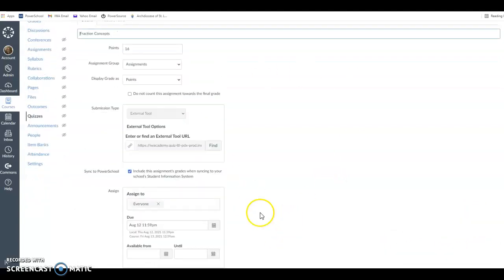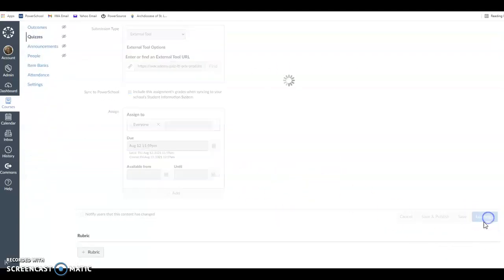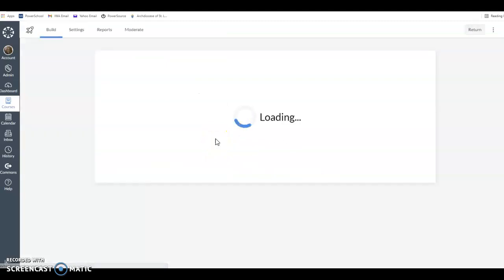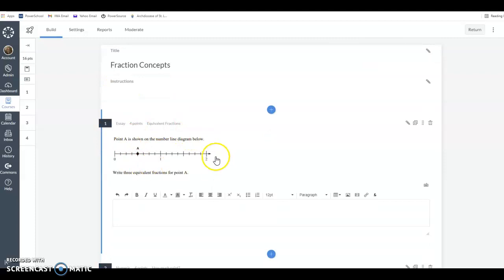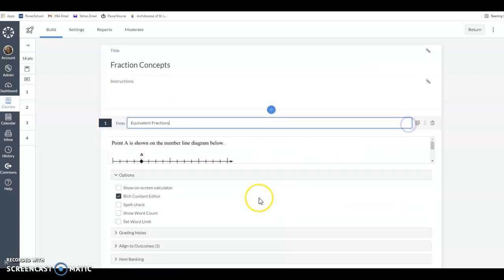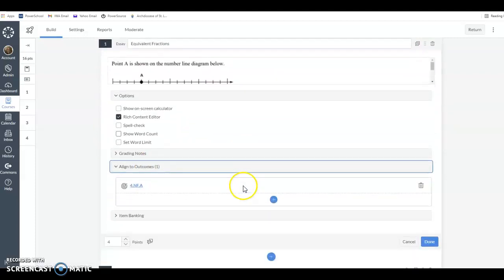But so I created this quiz and I put in my fraction concept. So I have my questions, and the questions I have aligned to the standards. I have not done much with banking, item banking. I would love to create question banks, but as I said, we just started using Canvas, so I haven't really gotten into that.